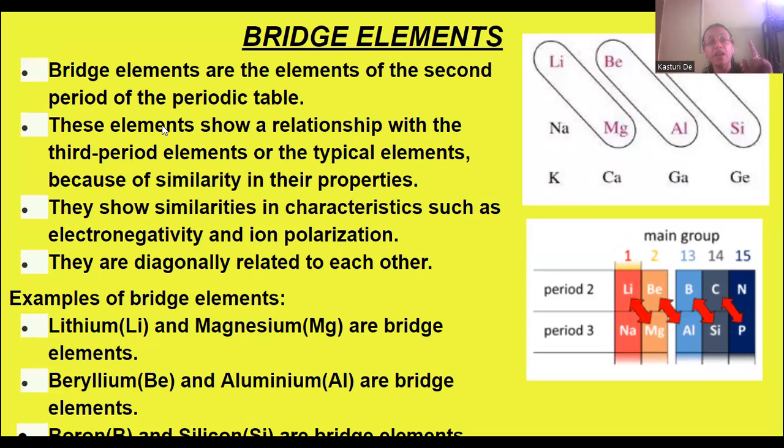Third period elements. Second period is bridge elements. Third period are typical elements. Okay. Now, they have a relation. These elements, the bridge elements and the typical elements, have a relation between them because of the similarity in their properties.